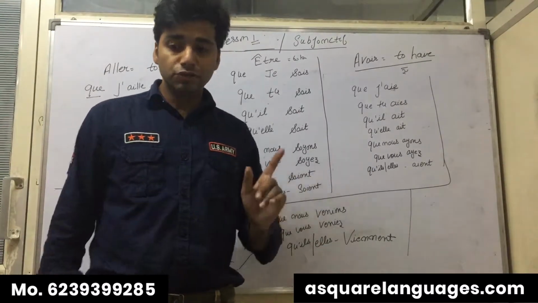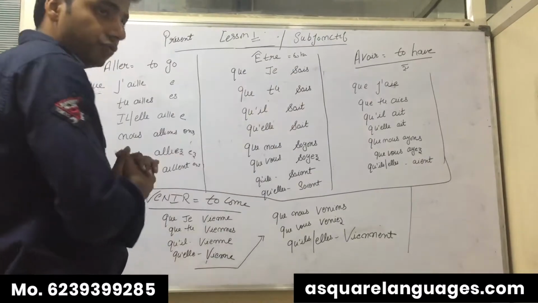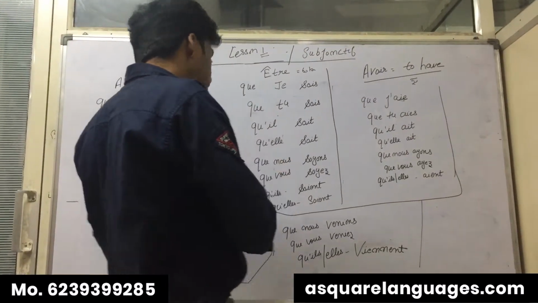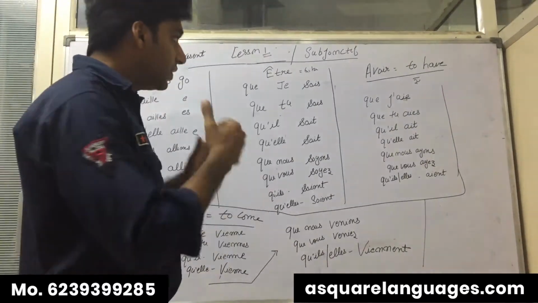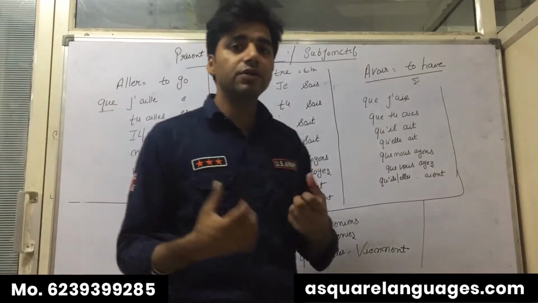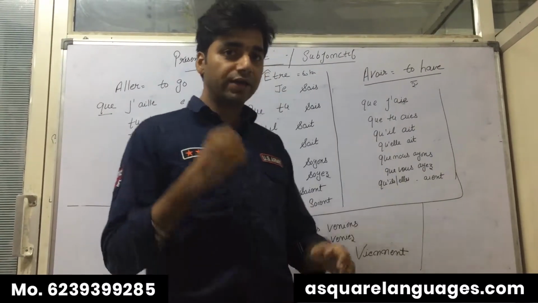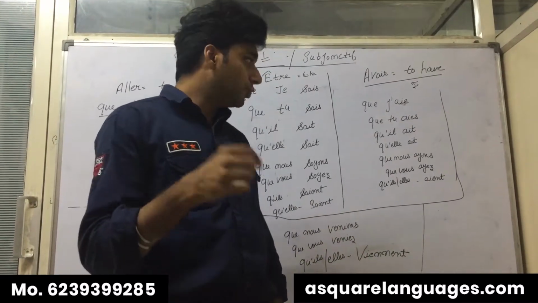C'est simple. So guys, today we have covered these four conjugations: aller, être, avoir, and venir. In my next module, I will let you know why we use subjonctive at the B1 level. Because in B1 level, guys, if you want to have a good writing, I will explain to you a lot of modules.